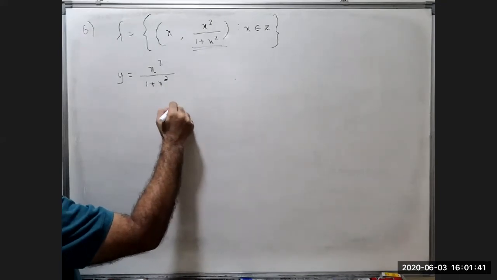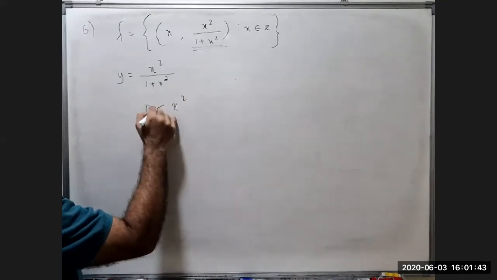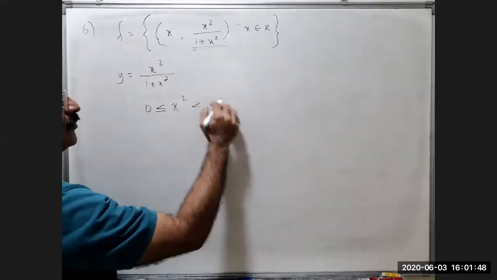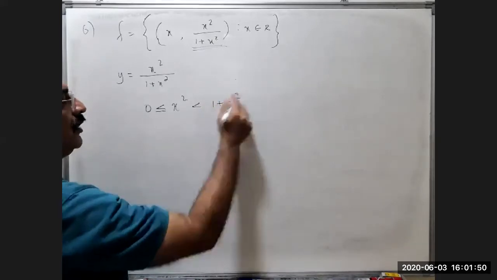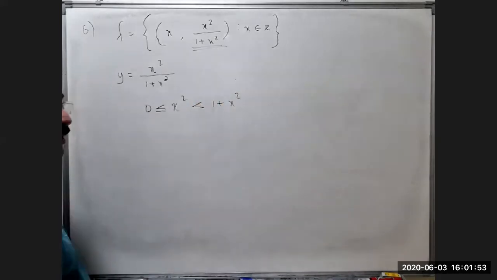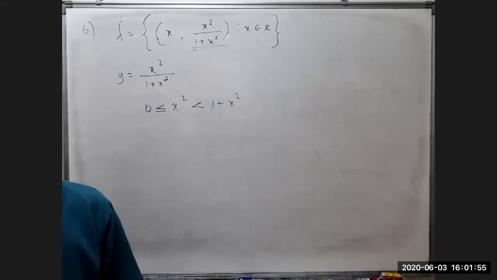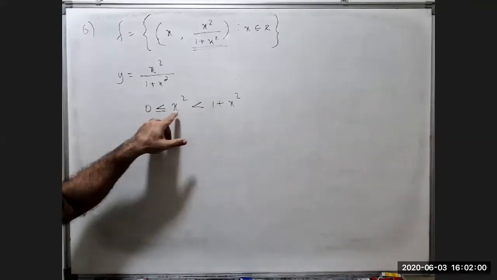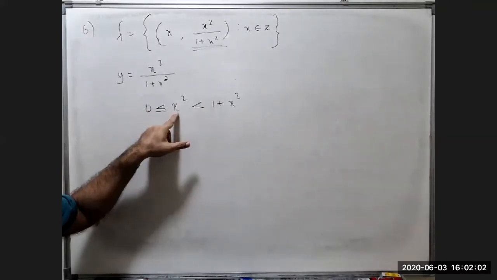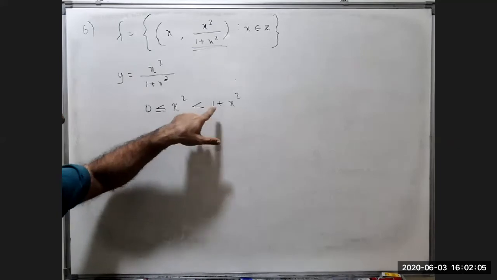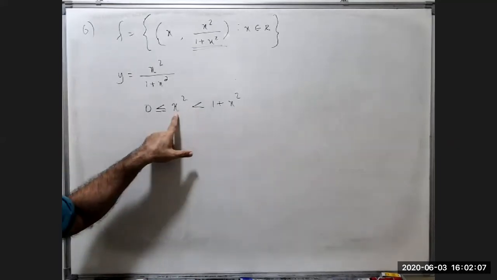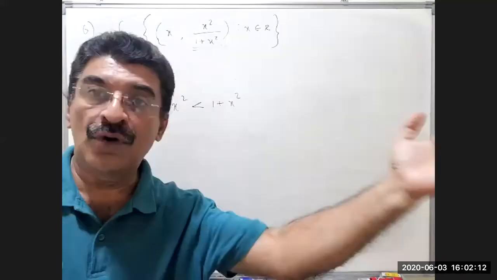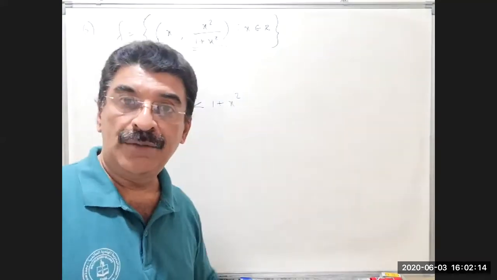Definitely 0 is less than or equal to x square, which is less than 1 plus x square. Is it correct? See that 0 is less than or equal to x square, x can be 0, but x square cannot be equal to 1 plus x square. Definitely x square will always be less than 1 plus x square, because 1 plus x square means 1 more than x square.